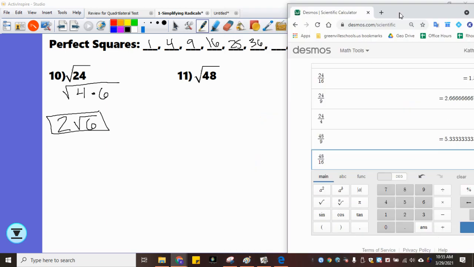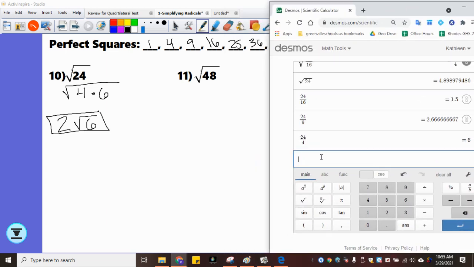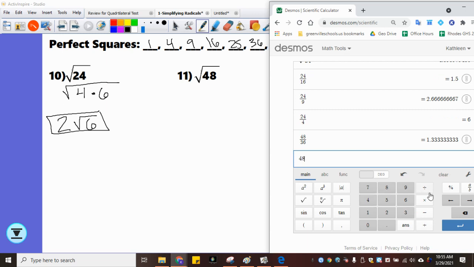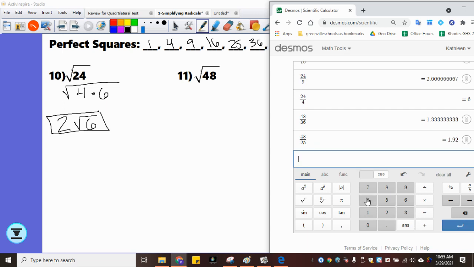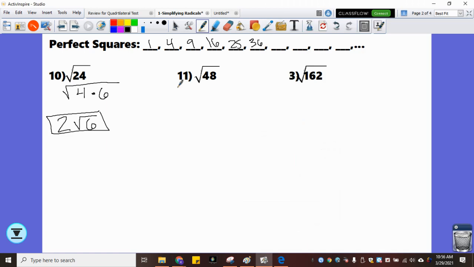So if I was to start this question, I would start with 36. 48 divided by 36, doesn't work. 48 divided by 25, no. 48 divided by 16, so 16 and 3. Yes. So the square root of 16 is 4. So you have 4, and you don't know the square root of 3, so that just stays underneath there.